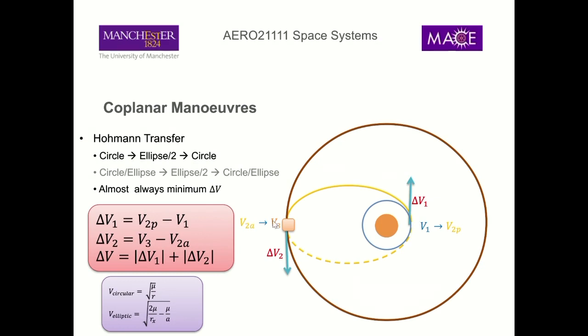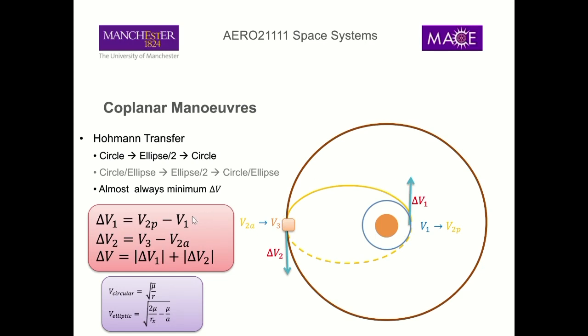When you get around to here, V3 is the velocity on this big red orbit, but V2A is the velocity on your elliptical orbit, your yellow orbit, but at the apogee, so at this point. Because at that point, those are the two velocities that you're moving between. And which one is going to be greater? The velocity at the apogee or the velocity at the perigee? Perigee, excellent. Yeah, so those two numbers, V2P and V2A, are not the same number, because you're moving slower at your apogee than you are at your perigee.